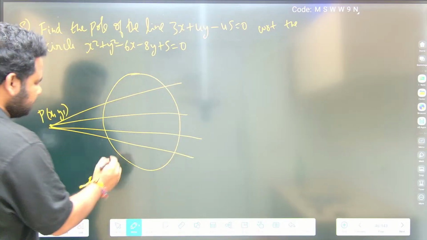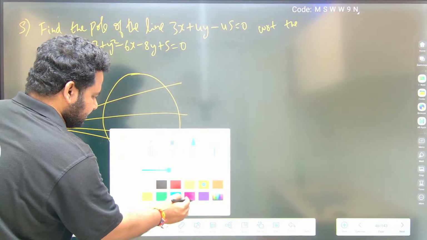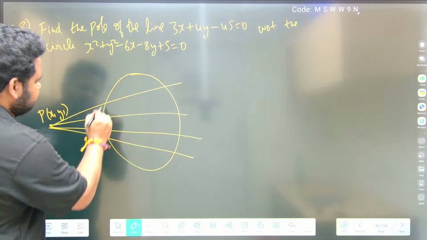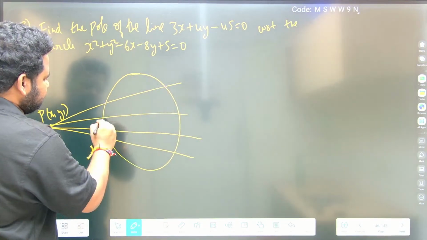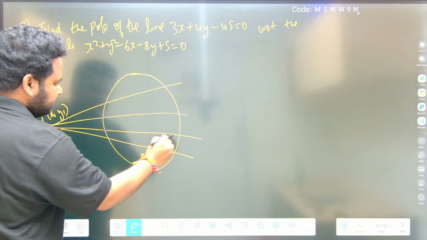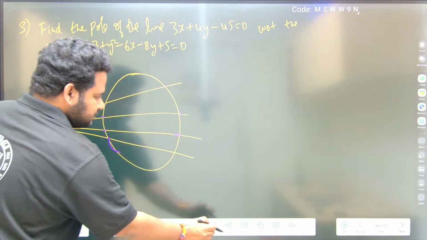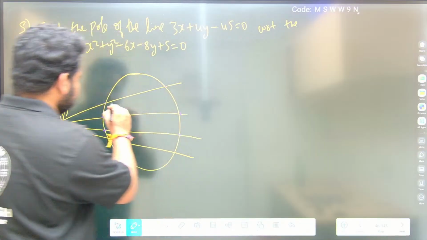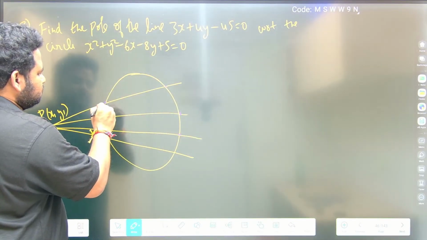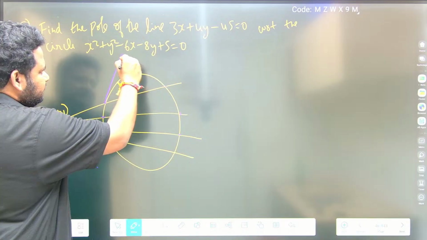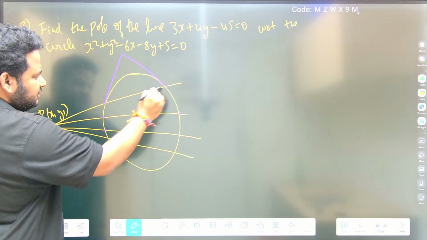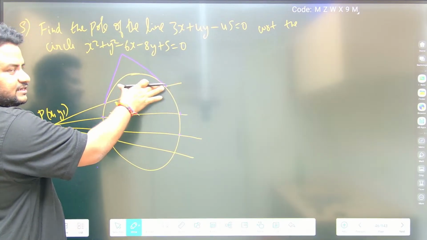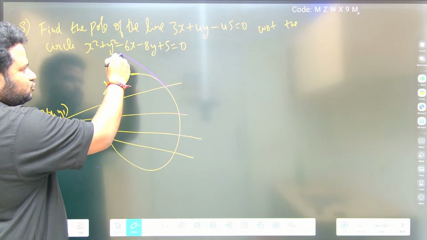What happens at the point where it is cutting? Suppose let us take these 2 points. From these 2 points, you draw a line like this. That means this point and this point are tangents to the circle, and these 2 tangents meet at this point.